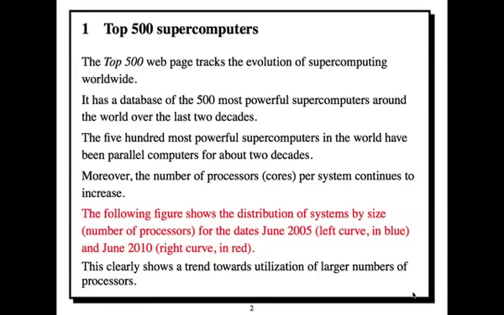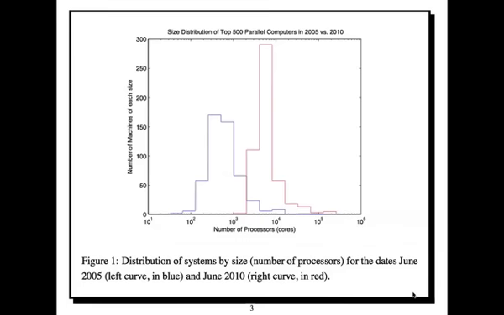Let me start talking about the landscape. There's a website that probably most of you know, the Top 500 supercomputers, that has tracked the growth of supercomputing for about 20 years. It's really a database that they keep, and you can draw all kinds of figures. And so I drew the following figure.